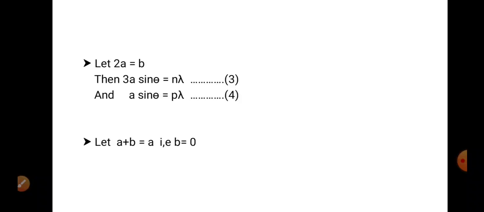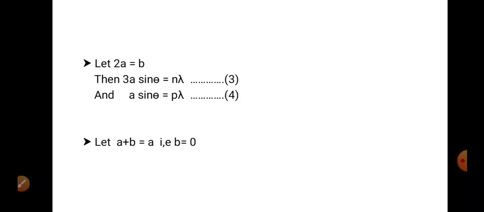Next is the condition: suppose a plus b is equal to a. That means to say that b is equal to 0. That means there is no space between the two slits, it becomes a single slit. So the two slits become a single slit. So it is the case of single slit diffraction. As already told you, in case of single slit diffraction no interference occurs.